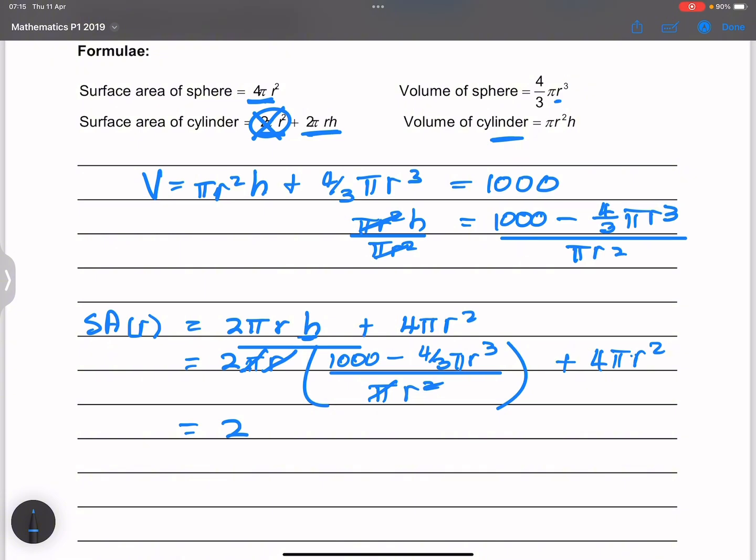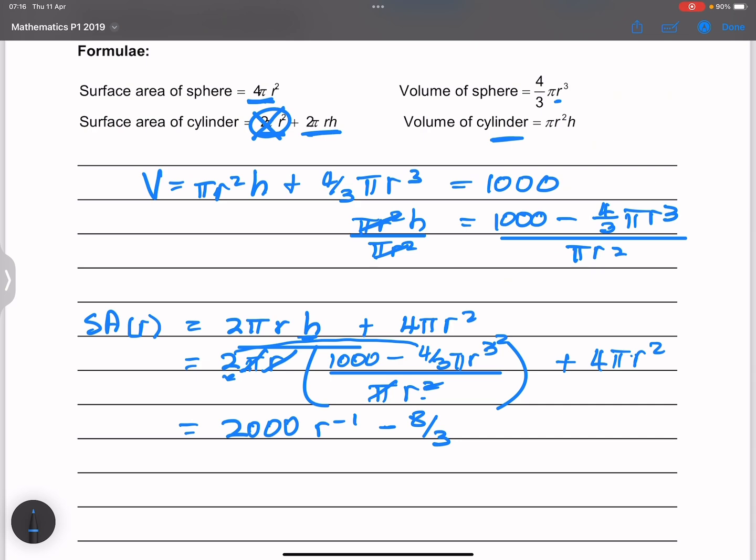So this is going to be 2000 over r, minus... and then I'll have 2 multiplied by 4 over 3, right? So the r will cancel the cube and we'll be left with the square there. So this will be 2 times 4 over 3, which is 8 over 3. So that's minus 8 over 3. And why did I put minus, by the way? Oh, yes, it is minus. So that's minus 8 over 3.